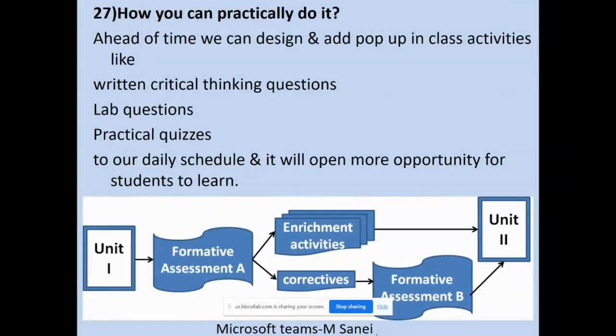How can you practically do it? This is the practicality. Unit 1. I have lots of formative assessments, enrichment activities, and corrective activities.